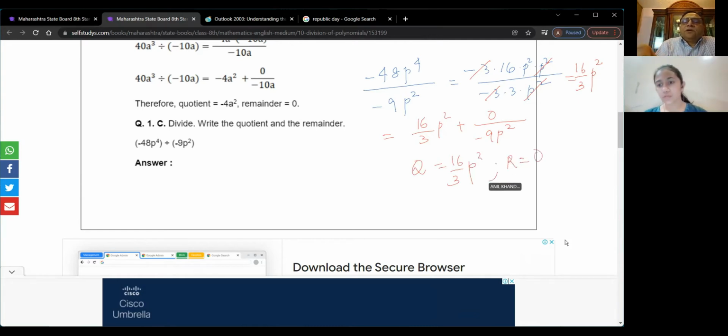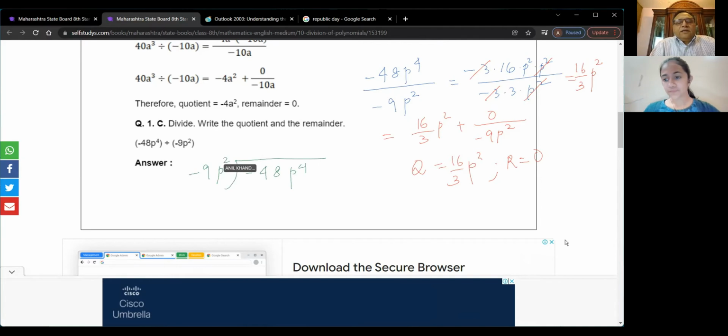Now let us do it long division wise. So we have to now divide minus 48 p to the power of 4 by minus 9 p square. Now, how can you divide 48 by 9? So do it separately. See, 48 divided by 9 is what? You can reduce it as you did earlier, dividing by 3. You get 3 and 3 times 16, correct? Yes. So in number, we'll get 16 over 3.